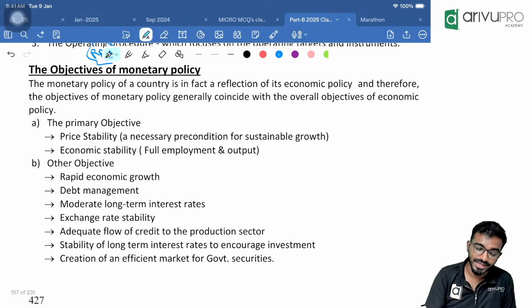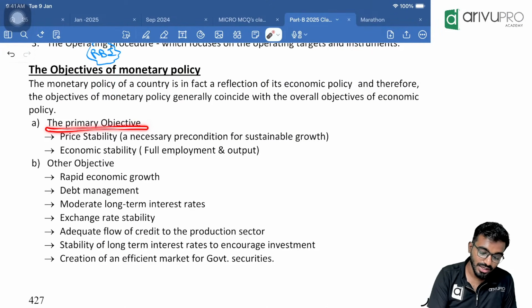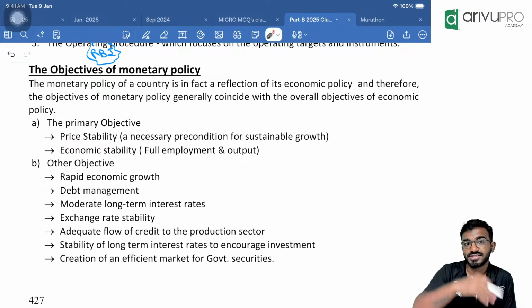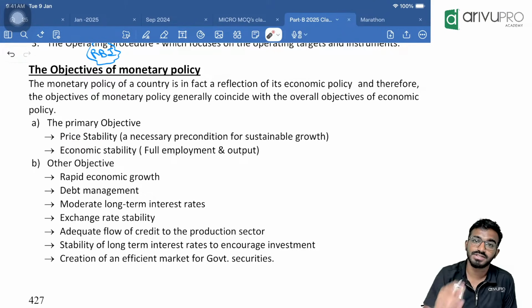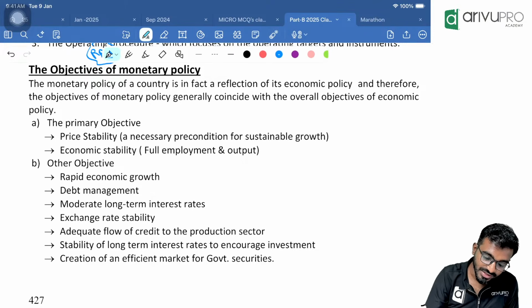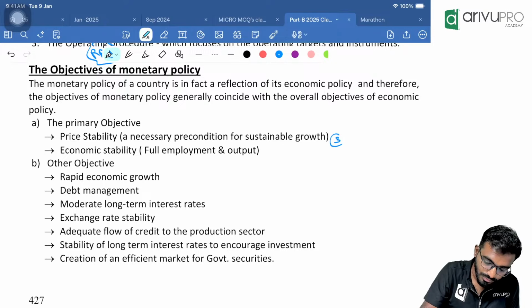The very first one, objective. Mainly there are 2 objectives: primary objective and other objectives. Primary objectives are price stability and economic stability. We need to bring price stability: all of a sudden prices should not go up, and all of a sudden prices should not come down. Even the nation's performance, like full employment, economic performance, should be stable and should not fluctuate. In the same way, there is a new addition to this. Third one, inflation targeting.